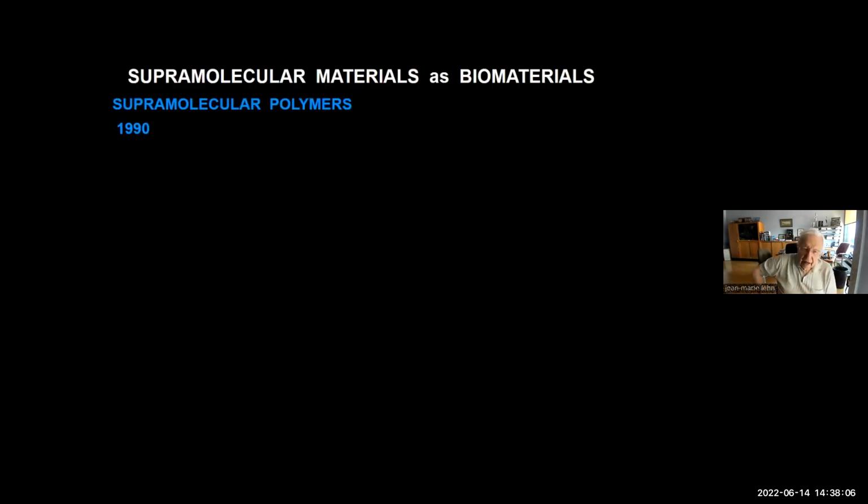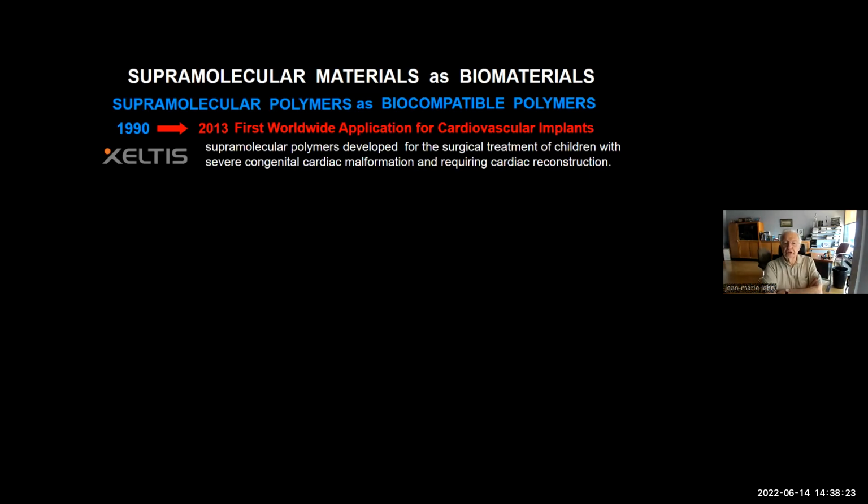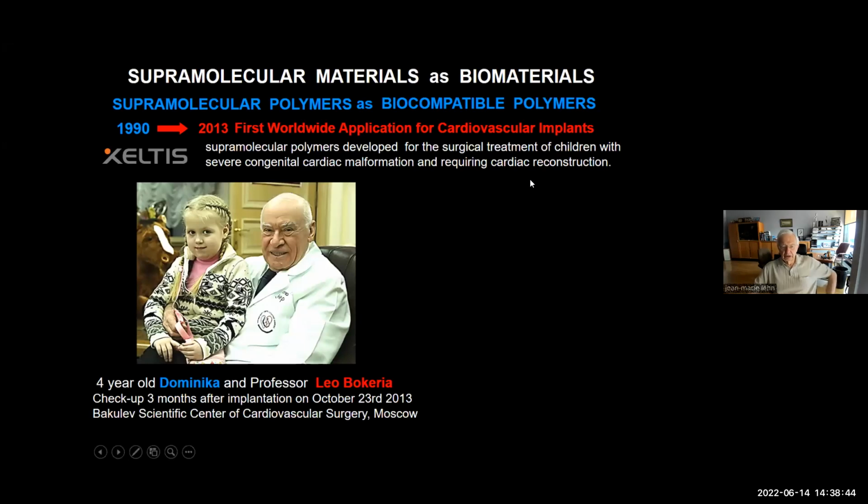After proposing that, of course, many people began to work on these supramolecular polymers. And in 2023, a small company from the Netherlands had made biocompatible polymers, which were used for application as cardiovascular implants. This was then used for the surgical treatment of children which had a severe cardiac malformation and which required reconstruction of the heart. It was done in 2013. That means 23 years after introducing the concept of supramolecular polymers.